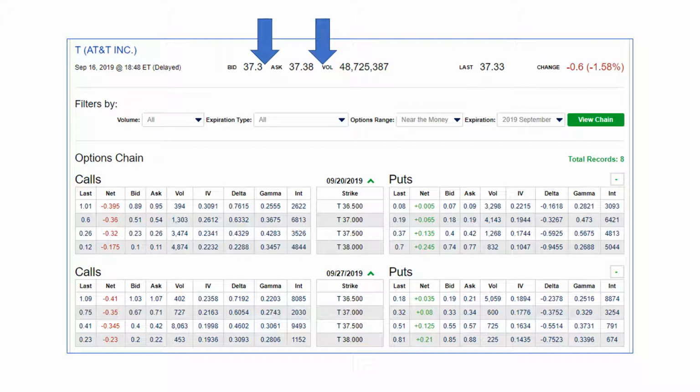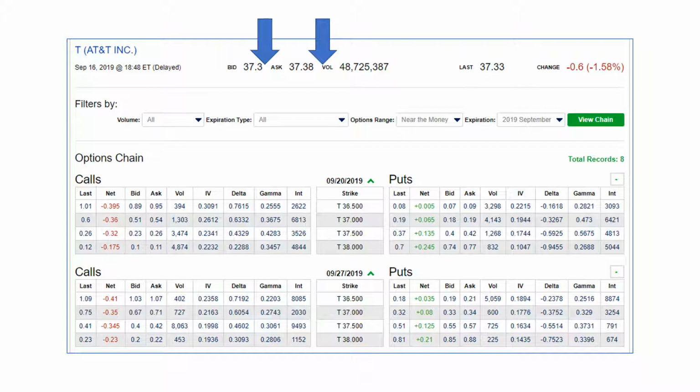Okay, number 2, the bid-ask spread. Now, this is the difference between the buyers and sellers' prices. You need to look at this before entering your trade. You see, if the bid price is $25, and let's say that the ask price is $25.01, then this is considered a tight spread.